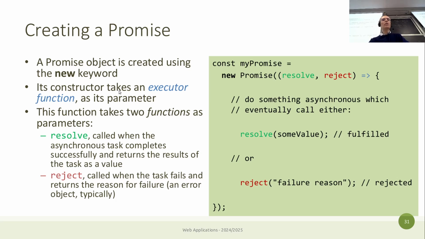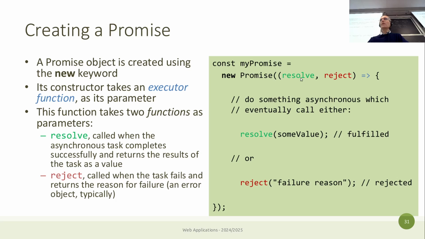This constructor takes an executor function, so this from the start of the parenthesis to the end. That's the parameter of the constructor of the promise, which is a function itself, which as parameters takes other two functions. So this executor function takes two functions as parameters that for convenience we call resolve and reject.